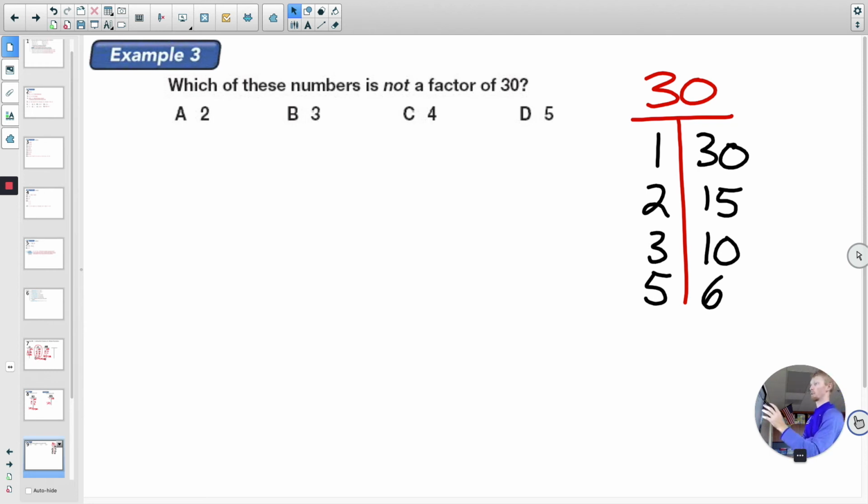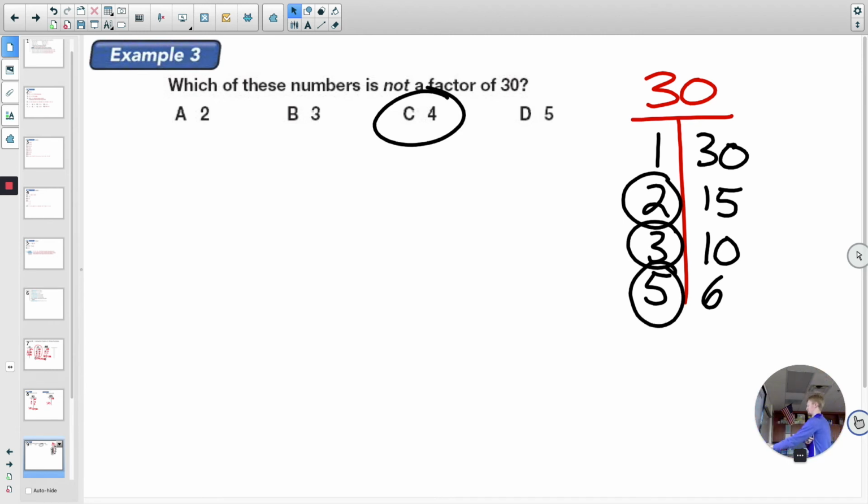So you can look on that list. Is 2 a factor? Yep, it's right here. Is 3 a factor? Yes, it's right here. Is 4 a factor? No. So 4 is not a factor of 30. 5 is a factor. It's right here. All right.